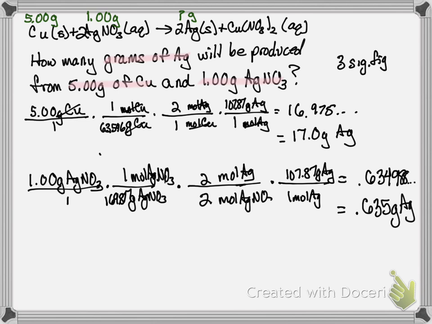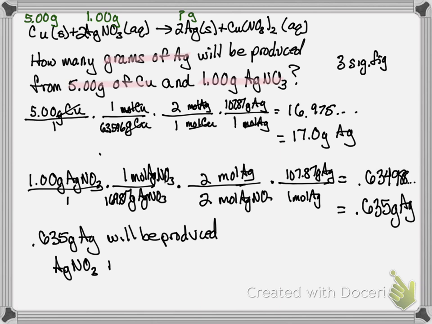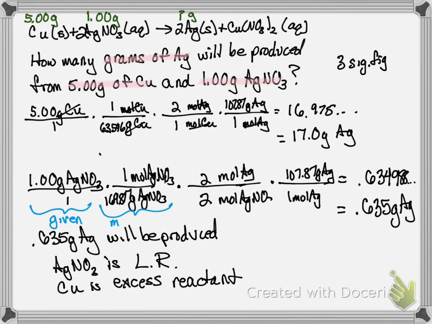Okay, we are not making both 17 grams of silver and 0.635 grams of silver. We're going to make whichever amount is less, right? So we think of this as I have enough copper to make 17 grams of silver, but I only have enough silver nitrate to make 0.635 grams of silver. And so that means that I am only going to be able to make 0.635 grams of silver. That's how much will actually be produced because I can't make 17 grams of silver because I don't have enough silver nitrate for that. Once I'm out of silver nitrate, I'm not making any more silver. So silver nitrate is the limiting reactant and copper is the excess reactant.